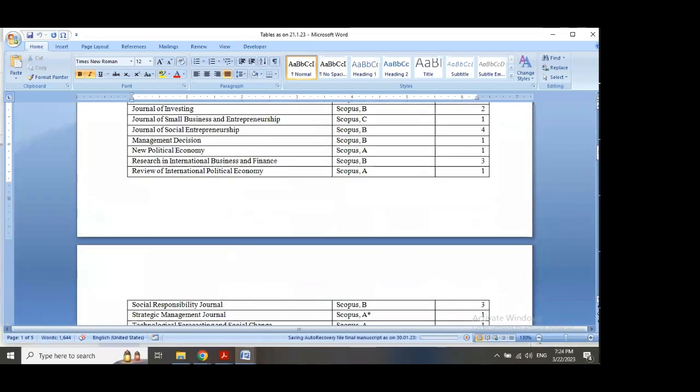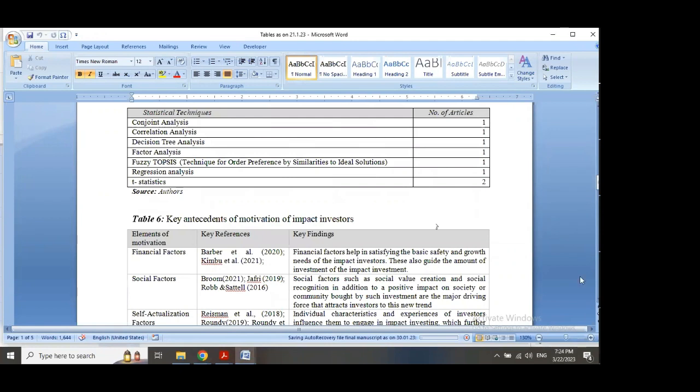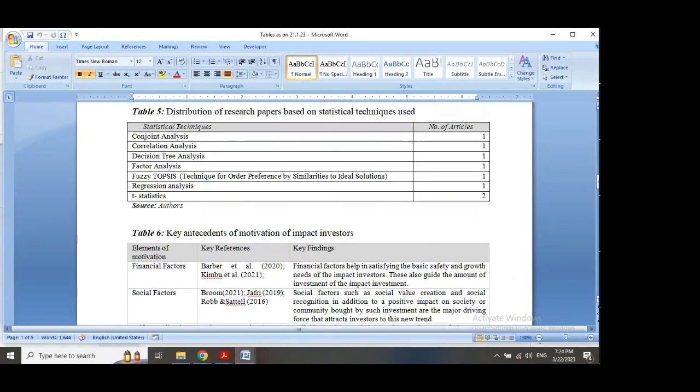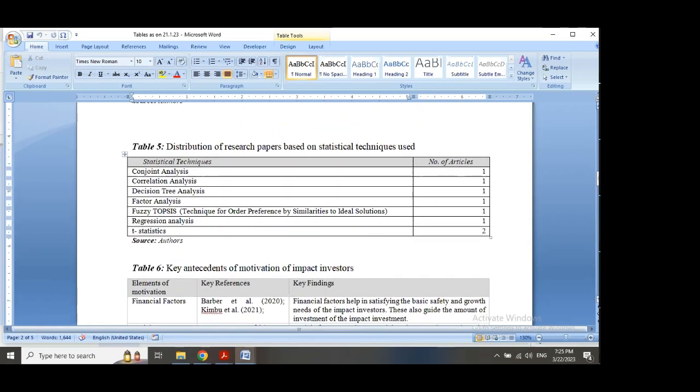Let me show you other tables. What are the statistical tools? Can you see this? Conjoint analysis, correlation analysis: how many of the articles have used these kinds of tools. So you can make this another table. This is coming into your analysis part. What I'm trying to tell you is, this is the data analysis part. What all tables can you make, right? So these are the important things.